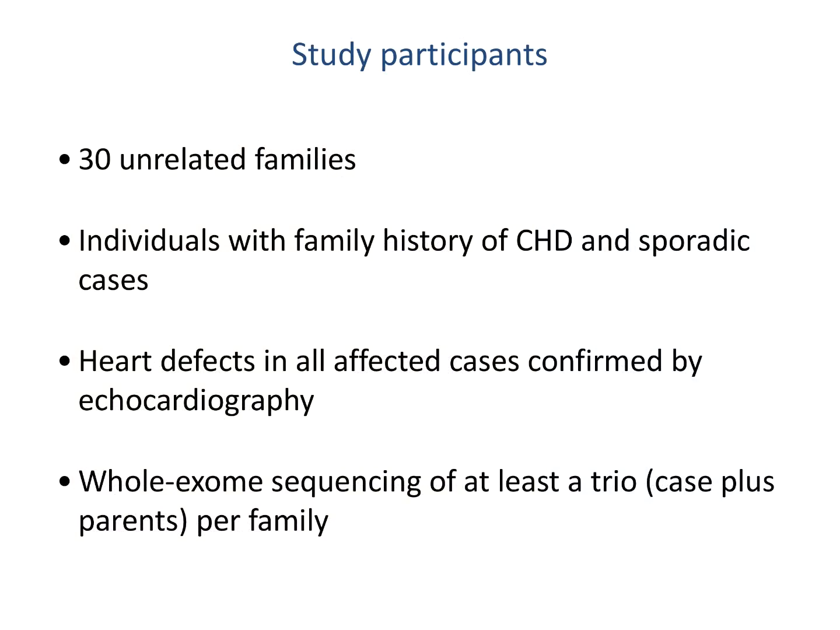The cohort of the study consisted of 30 unrelated families, including individuals with a family history of CHD, as well as sporadic cases. Heart defects were confirmed by echocardiography. In all families, at least a trio, consisting of the affected proband and their parents, was analyzed. To see a table with detailed clinical characteristics of the study participants, please refer to the published article on the journal website.